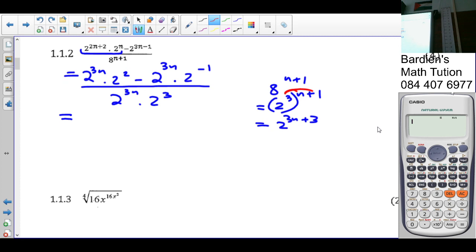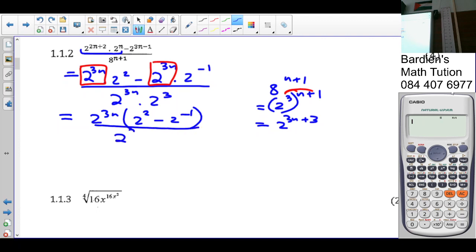So what do we notice now? We have a common factor of 2 to the 3n. At times you'll find these other common factors, like here we could have taken 2 to the negative 1 out as a common factor, or we could have taken out 2 squared as a common factor. But it's not going to help us in pursuit of calculating the value of the expression. It will just make it a bit more complex. So it's going to be 2 to the 3n times 2 squared minus 2 to the negative 1, over 2 to the 3n times 2 cubed.